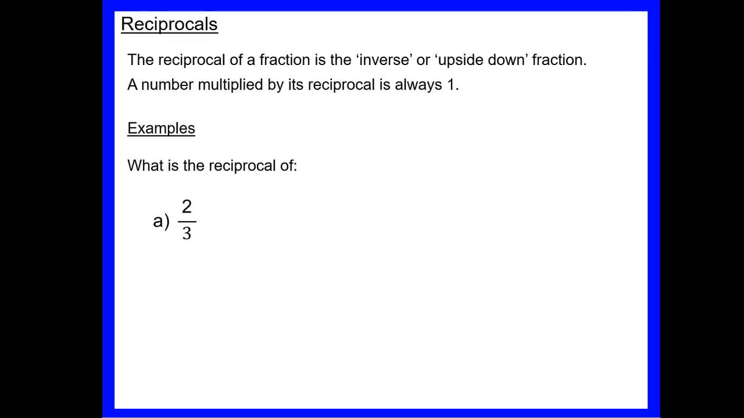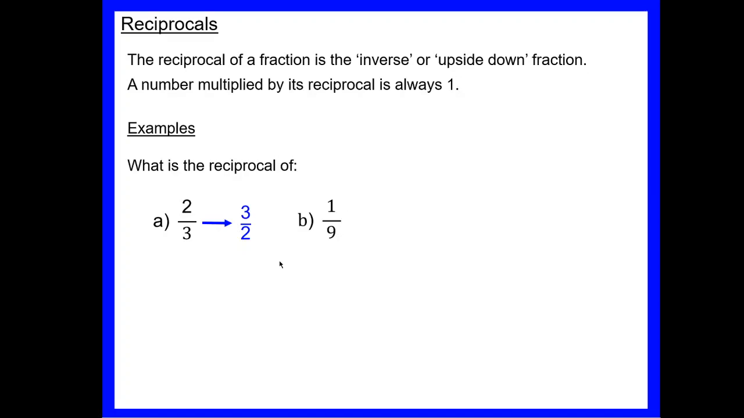So if I want the reciprocal of 2 out of 3, we simply turn the fraction upside down and we get 3 out of 2. So you can see it's flipped itself over the other way. And if I were to multiply these together, 2 times 3 is 6, 3 times 2 is 6, I would get 6 over 6, which is 1. So if you want to check you've done your reciprocal correctly, multiply your numerators and your denominators. If they both come to the same number, then you've done that correctly.